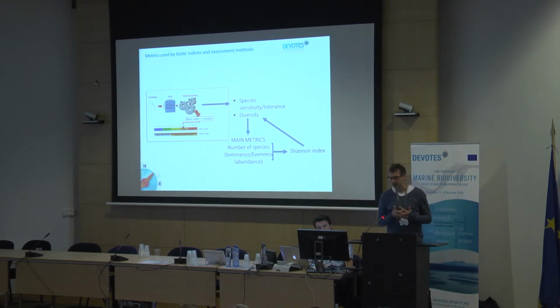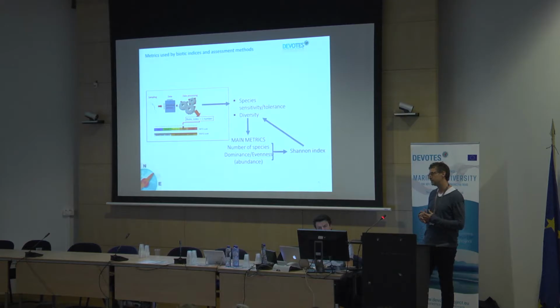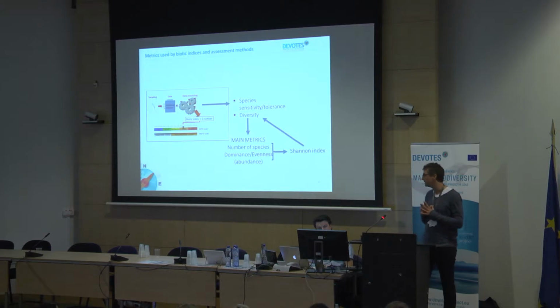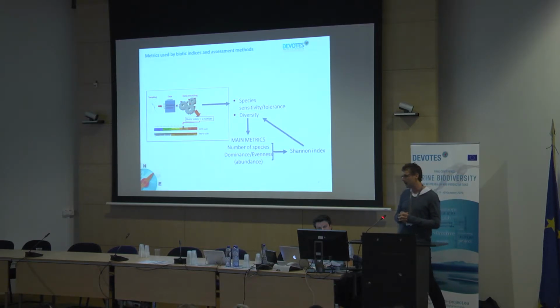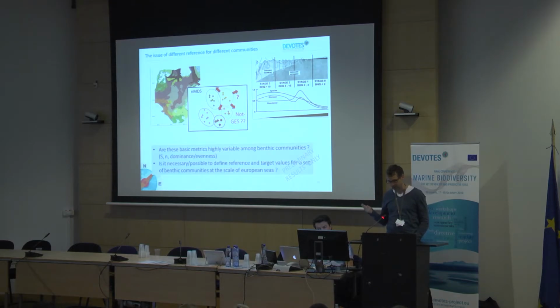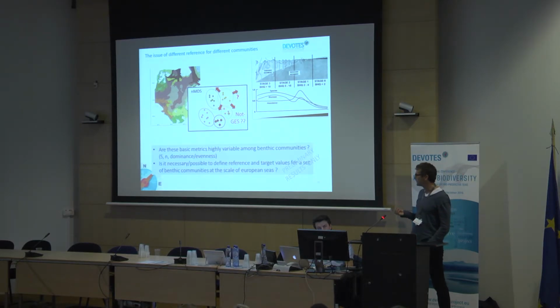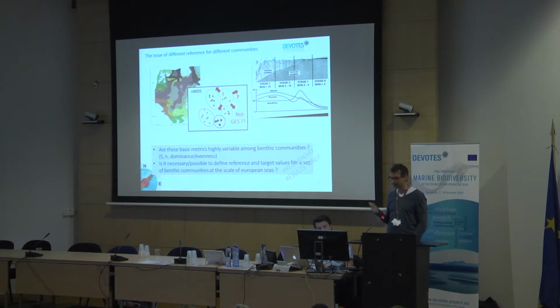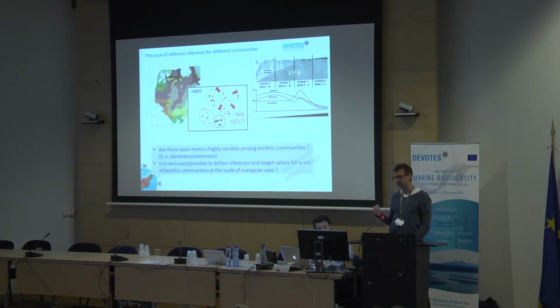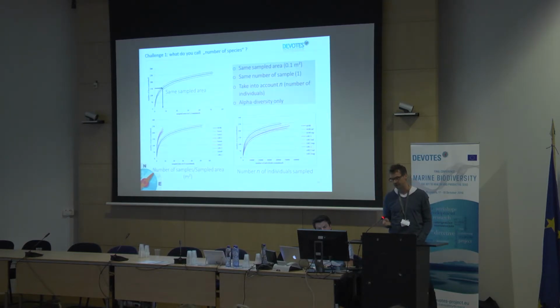A quick review of the existing biotic indices shows that the term diversity is core to this approach. In order to define diversity, the main metrics we use are number of species and some kind of dominance evenness pattern defined by abundance. In this context, we try to address the following question. Are these basic metrics highly variable among naturally occurring benthic communities? And is it necessary or even possible to define reference values and target values for a set of naturally occurring benthic communities at the scale of European seas?